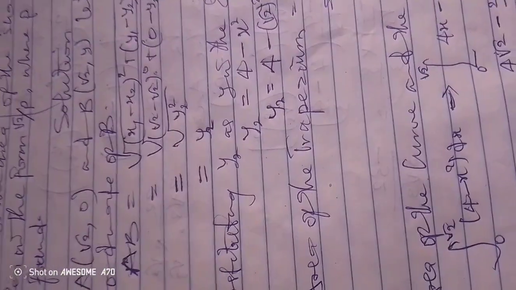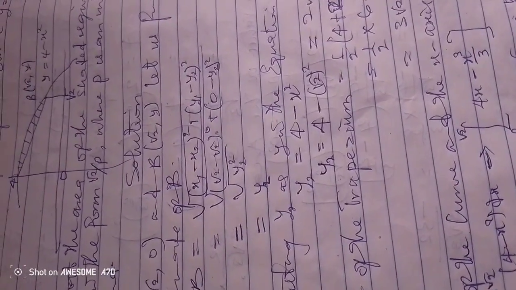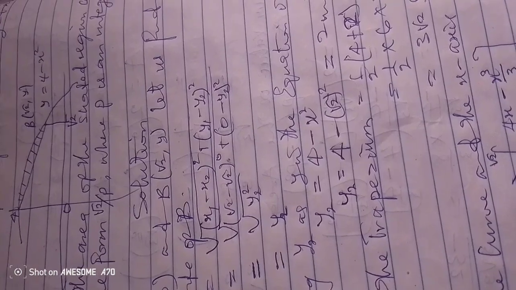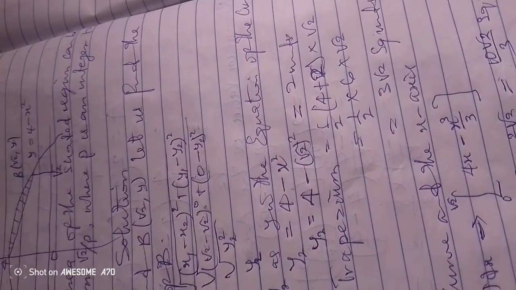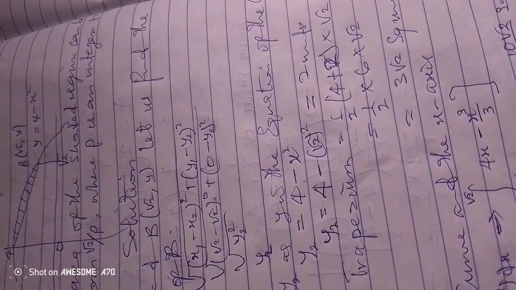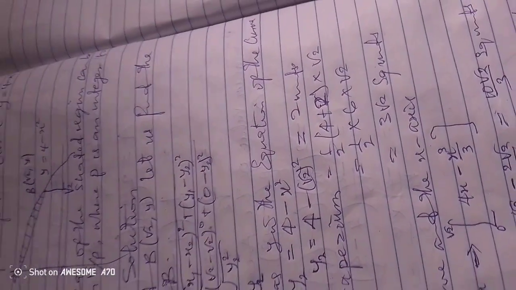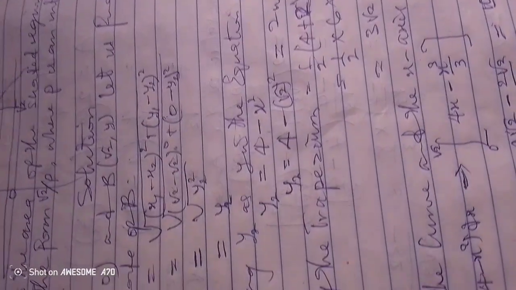In that case, we can find the area of the trapezium drawn, which is half the sum of the parallel sides times the vertical height. The parallel sides are 4 plus 2, and the vertical height is root 2. So 4 plus 2 is 6, half multiplied by 6 is 3, 3 times root 2 is 3 root 2. So the area of the trapezium is 3 root 2 square units.